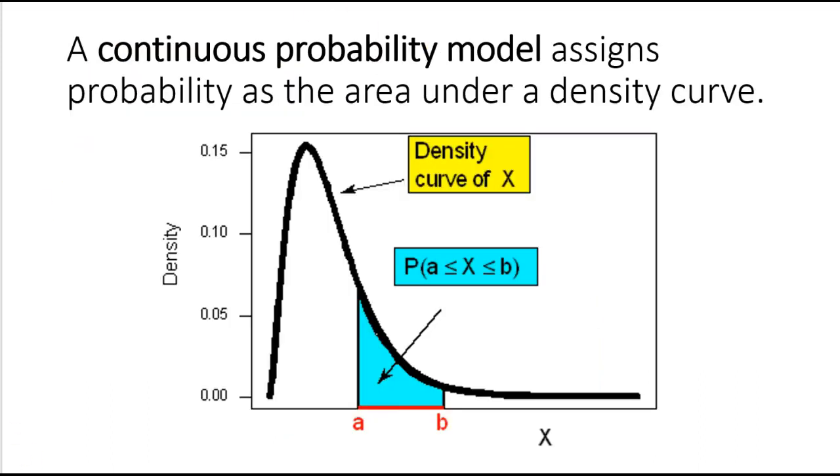We are now going to shift our focus and talk about a continuous probability model. Continuous probability models assign probability as the area under a density curve. For continuous probability models, we will be interested in the probability a random variable occurs within a range of values. The probability of a random variable occurring within a range of values is the area under the curve, above the range of values.